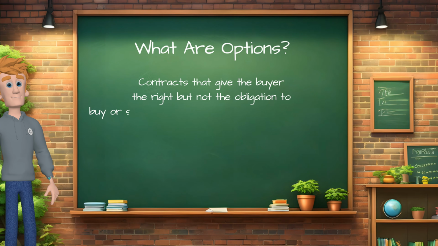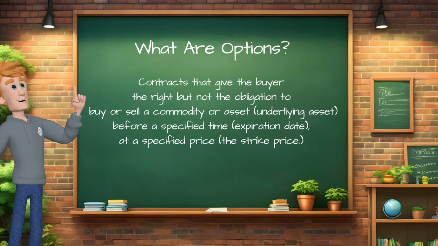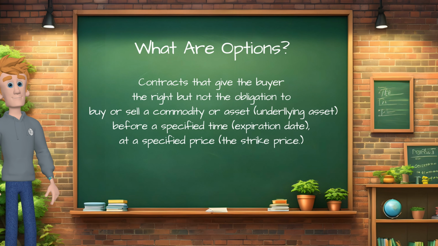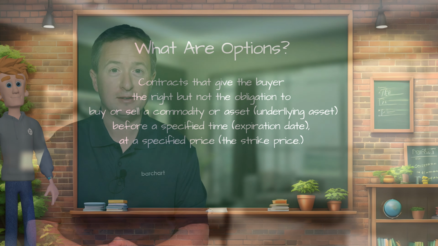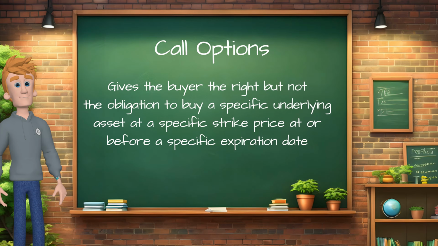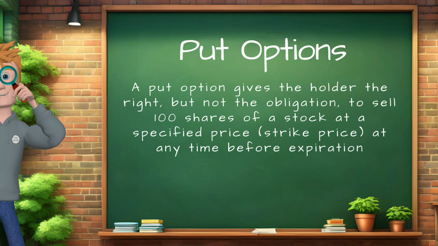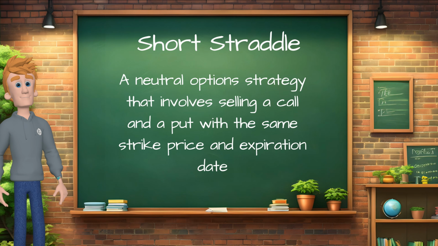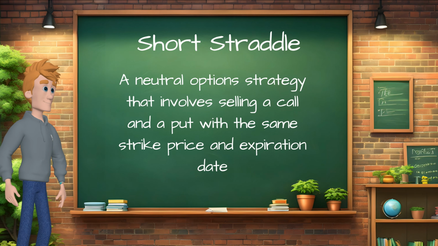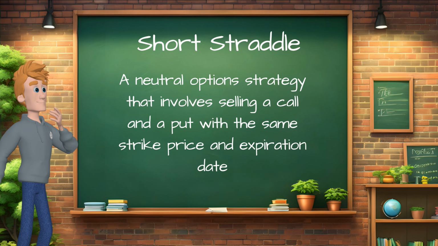An option is a contract that gives you the right, but not the obligation, to buy or sell an underlying security at a specific price, known as the strike price, on or before a specific date, known as the expiration date. A long call gives you the right to buy an asset, while a long put allows you to sell an asset. Now, the short straddle is a neutral option strategy that involves selling a call and a put with the exact same strike price and expiration.